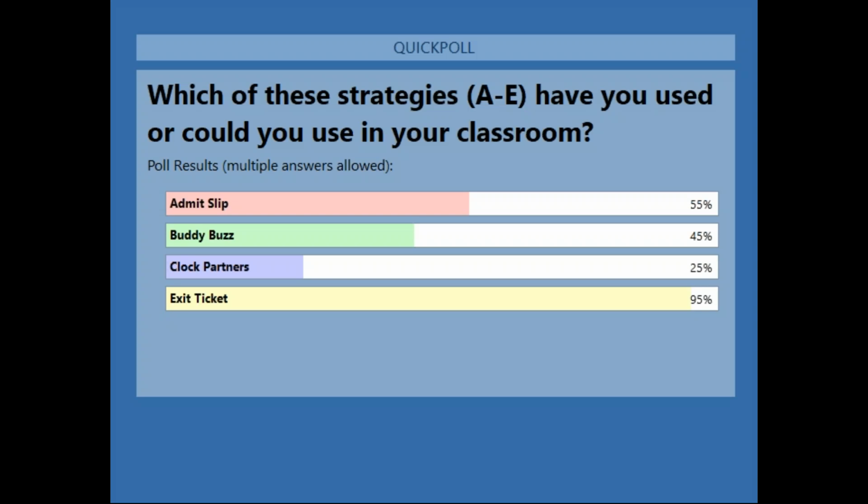An equally popular one was the admit slip, which is the opposite of the exit ticket, doing a check for understanding at the beginning of the class before you start rather than at the end like with the exit ticket. And it also looks like we have some people who've done the buddy buzz. The buddy buzz goes by a lot of different names, including think, pair, share, by the way, but I like the term buddy buzz a little bit better. And then people have even done the clock partners and know about that. So that's great. Thank you for sharing.